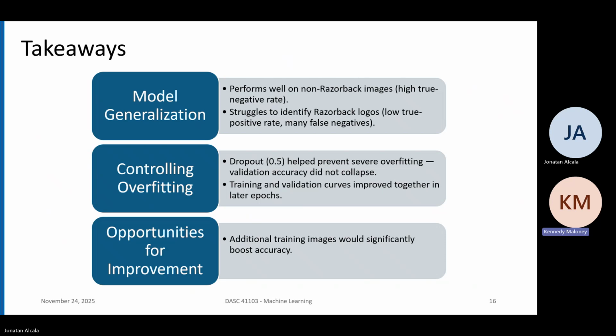But we did manage to control overfitting with a dropout of 0.5, and the validation accuracy didn't collapse when we did that. And then the training and validation curves improved together in later epochs, which I think is what led to that higher test accuracy.